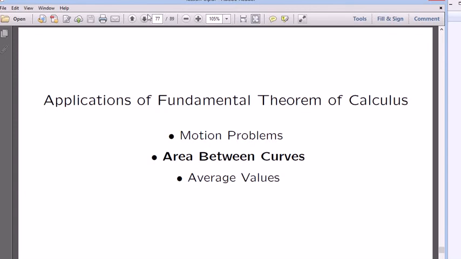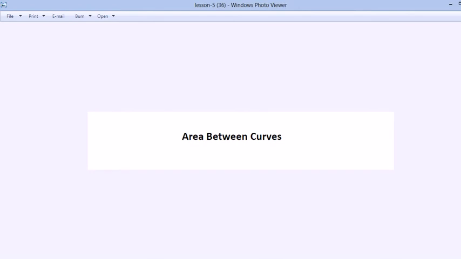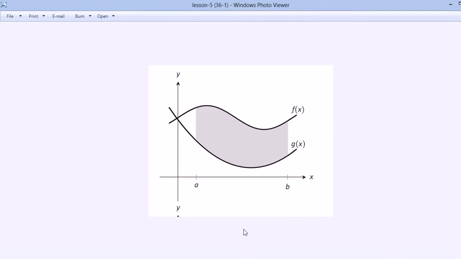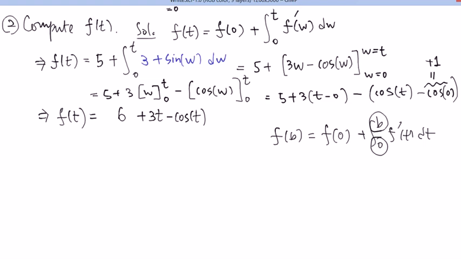Application, they set out a motion problem. The second one is area between curves, right? So I want to show you where the rise of the Riemann sum is coming from. Already, the Riemann sum is motivated from the area problem, so it is kind of an easier example, but I'll pretend and still pull out that interpretation. But you will find that the setting is slightly different. So this is what they mean by area between curves.